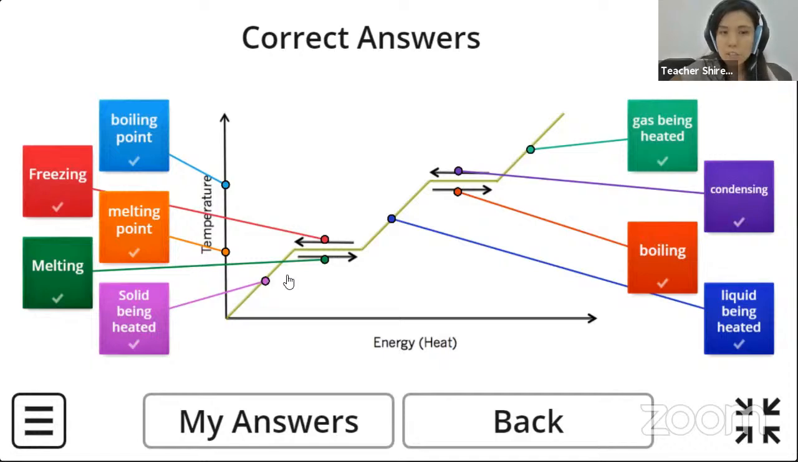Solid being heated. So this is solid. Basically it's just solid being heated because the temperature goes up. And this is freezing point because you see freezing is flat. Okay, so freezing is 0. Okay, that's pretty much it. Any questions? Just a slight error. Okay, so any questions? This will be your homework. Is that all right?